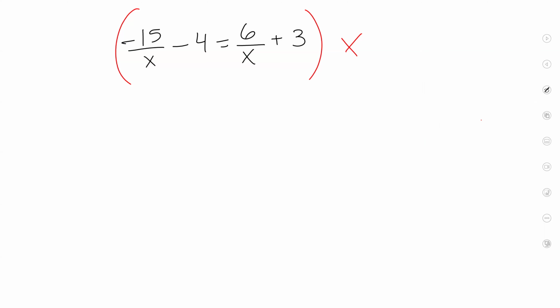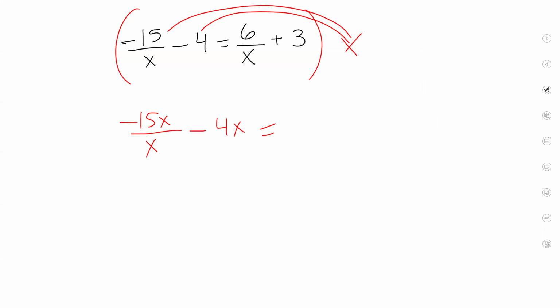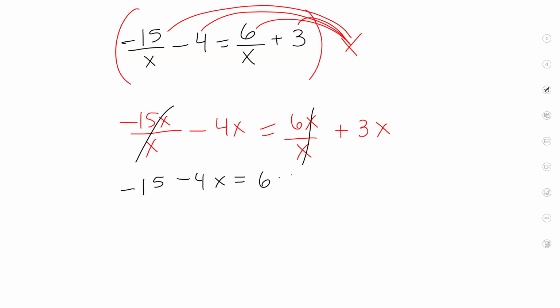So we're going to go ahead and distribute this. X times the negative 15 is negative 15x. And there's also an x on the bottom. X times negative 4 is negative 4x equals 6 times x is 6x over x plus 3x. Now you'll see those cancel out. So you're left with negative 15 minus 4x equals 6 plus 3x. And then you just solve it algebraically. Okay, so you guys can take care of it after here. Your answer is going to be x equals something.